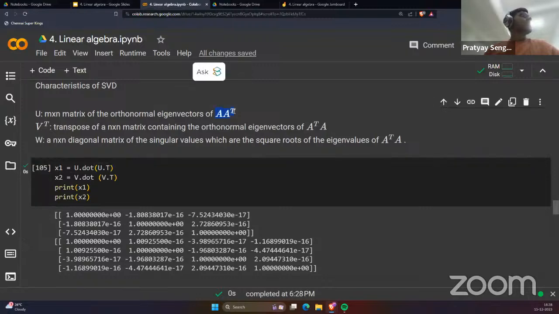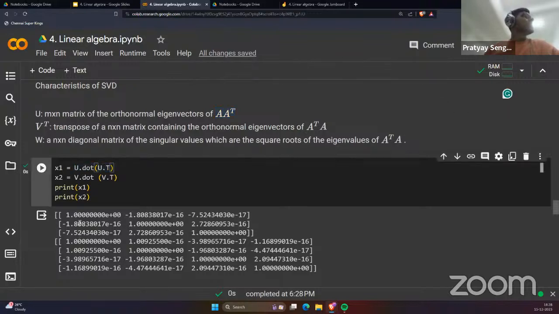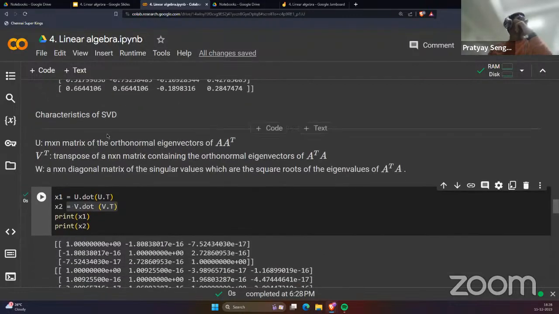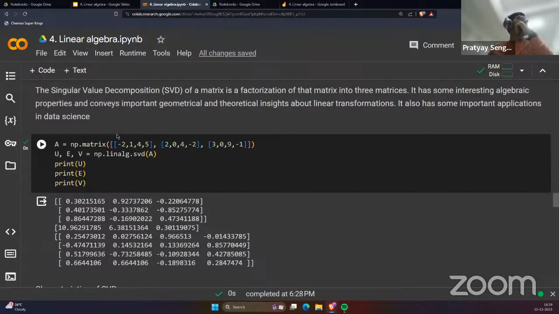So you can see this has to be an identity matrix, right? If you multiply U dot with U transpose, you are getting an identity matrix here. So don't get confused with these terms. These are basically zeros. So 1 0 0, 0 1 0, and then 0 0 1. These are coming due to floating point error. Similarly, if you do V dotted with V transpose, then also you are getting another identity matrix. So this is another form where you can split the matrix into different matrices, and these are the characteristics of this decomposition that you can have.